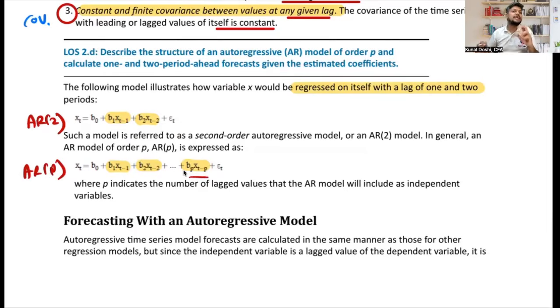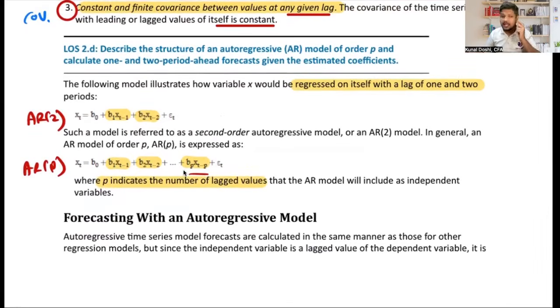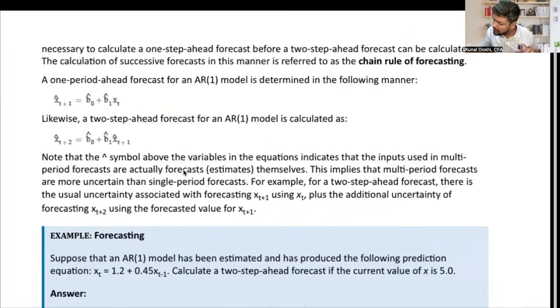Mostly you will get AR1 model, but AR2 is going 2 years back. AR3 is going 3 years back. So here the p indicates the number of lag values in the model. Got it, everyone? We will now use the model and see how it works. So autoregressive models are used for forecasting. Let us see the model.